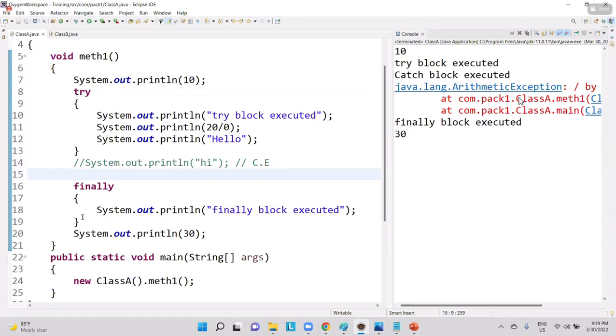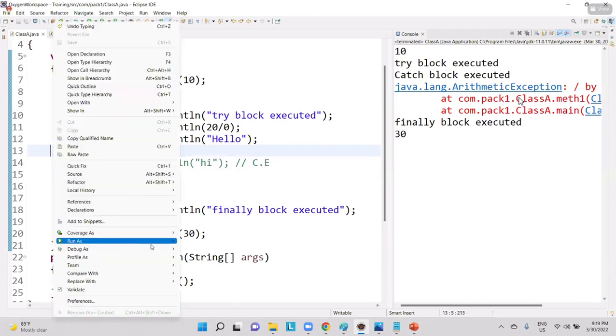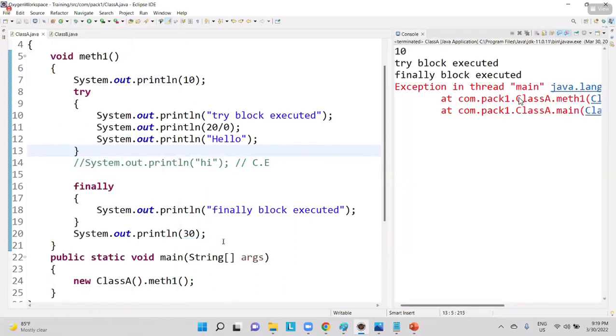Am I getting any error? No. Okay. Right click, run as Java application. Is my exception handled? No, my exception did not get handled, right? Exactly. That's what I'm trying to say. Now, did you understand the importance of catch block?